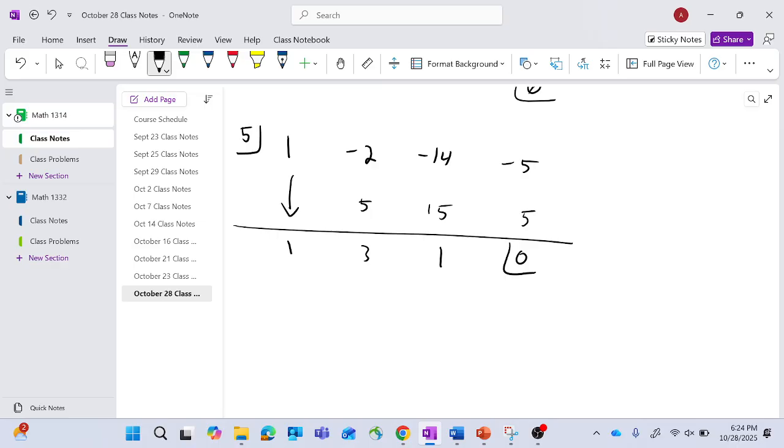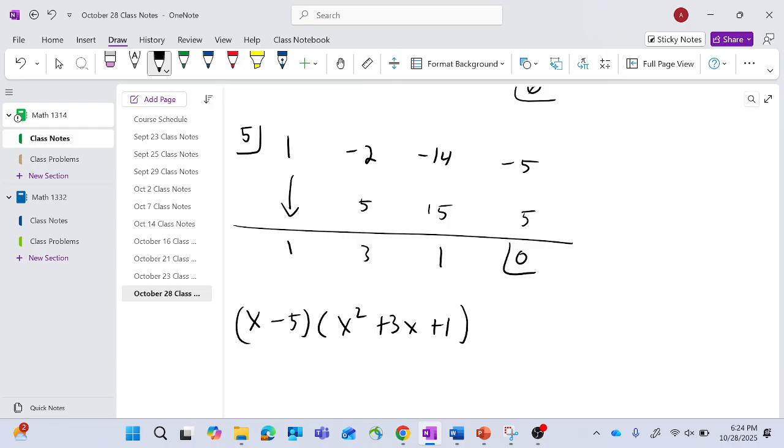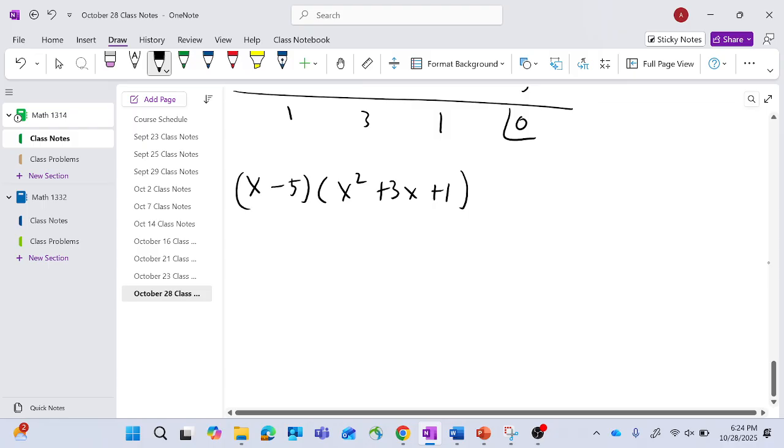So what that means is that x minus 5 is a solution. And we have x squared plus 3x plus 1. Okay? So x squared plus 3x plus 1, this does not factor, right? There's no factors of 1 to add up to 3. What that means is that the zeros or the solutions it's going to give me are not going to be rational numbers. So you have to solve it a different way.